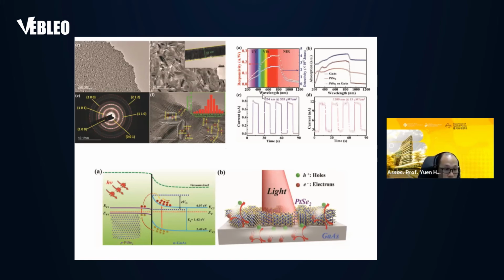And the response is good as well, as you can see from figures C and D. So there's a heterojunction formed in between. That's why when there is a response with light, the electron-hole pair will not recombine so easily. That can further enhance the performance.